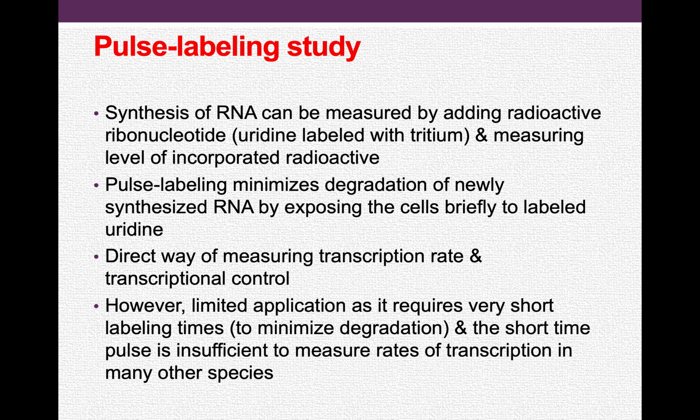So the pulse labeling minimizes degradation of newly synthesized RNA by exposing the cells briefly to labeled uridine. And there are direct ways or indirect ways, but most of the time, direct ways of measuring transcription rates is actually being done using pulse labeling. The indirect is less used. I don't think I put any example. All four are actually direct ways of measuring transcription rate, and of course transcriptional control.